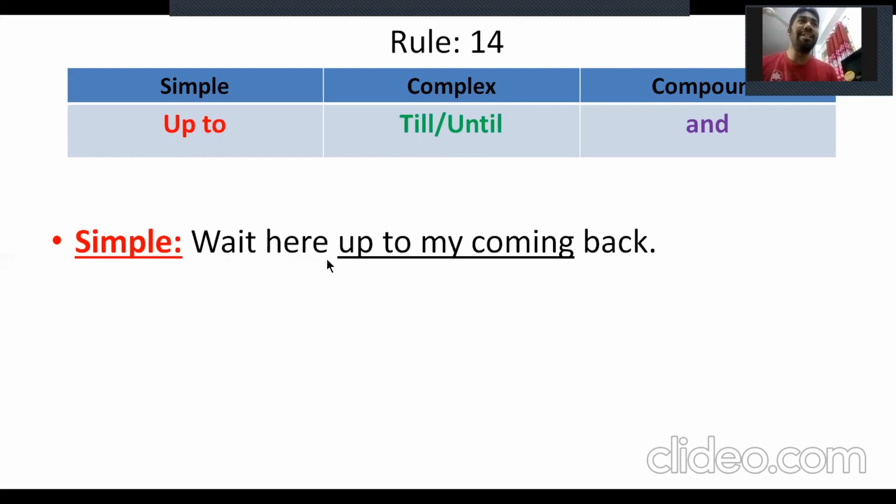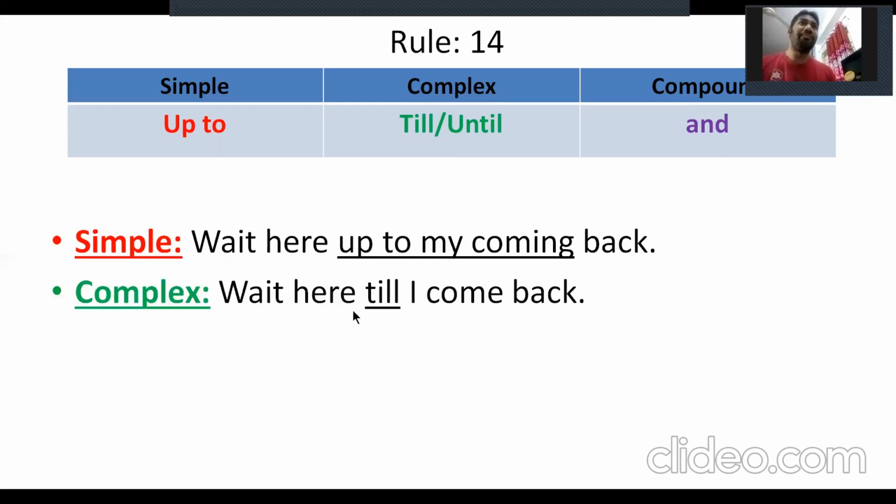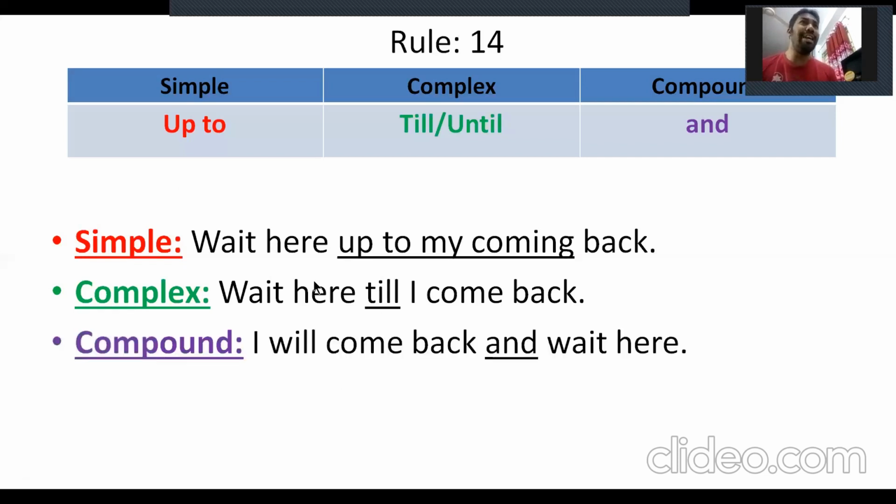So let us make it complex. Wait here till, then change this possessive form to subject I. Wait here till I come back. So this would be the complex one. And in compound form, drop this subordinating conjunction till from the complex one and use the compound and. So the sentence would read like this: I'll come back and wait here. The second clause of the sentence is brought to the first part to make the meaning clear for the listener. So the compound will be: I'll come back and wait here.